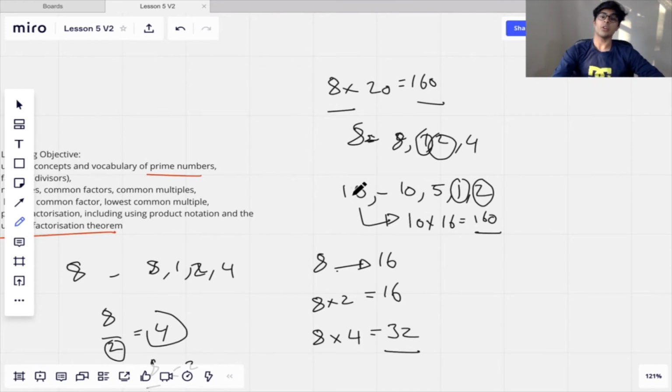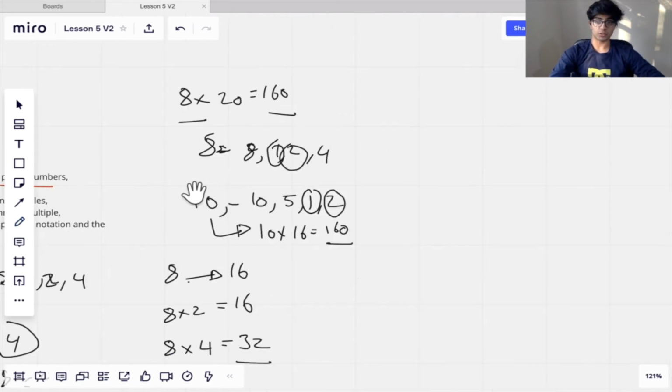So for example here, that could be 40. 10 times 4 is 40, and 8 times 5 is 40. So that's an example of lowest common multiple. Let's move on to the questions.